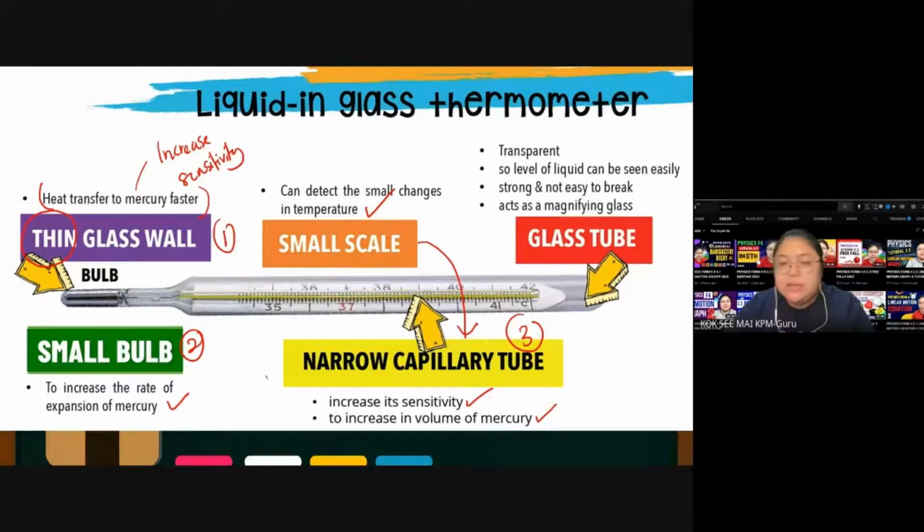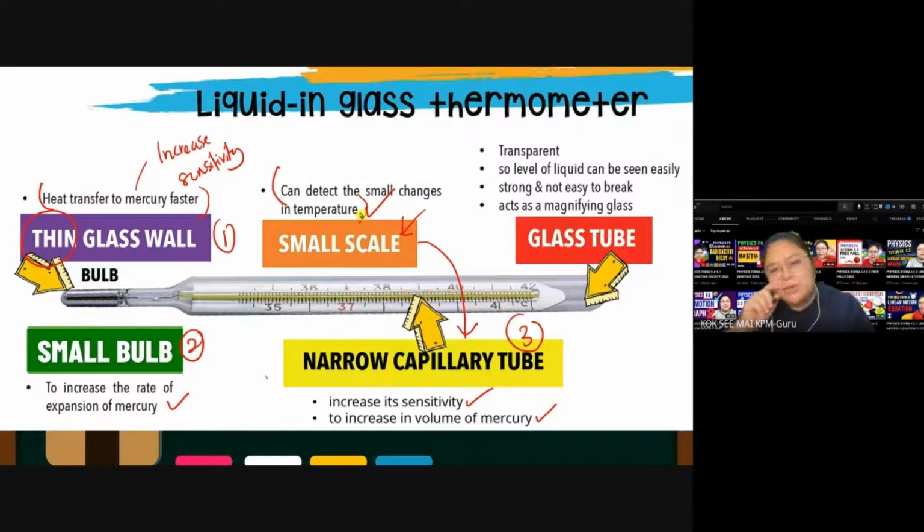Why can they increase? Okay, the reason is here, small scale. So when you become narrow already, that means it becomes longer. Longer, I can make the scale become more detailed. Maybe the normal one can read 40 degrees Celsius, but this one can read 40.5 degrees Celsius. That one is small scale. So small scale, another reason you can explain, can detect small changes of temperature. This is another point you can answer for narrow capillary tube.